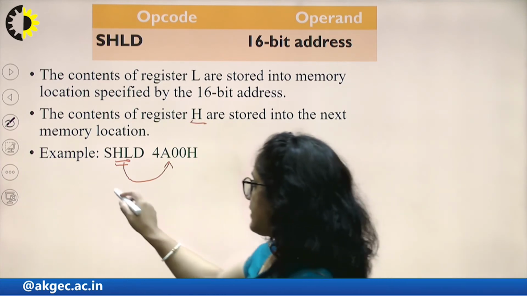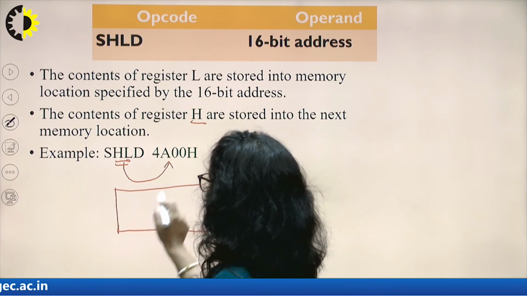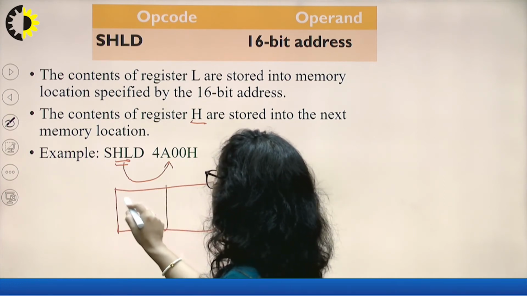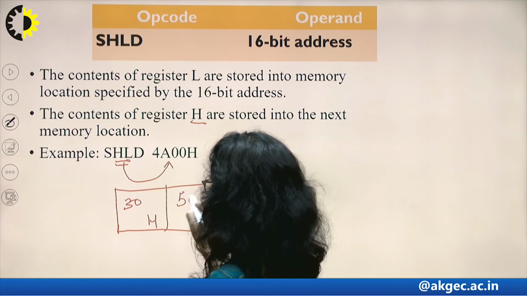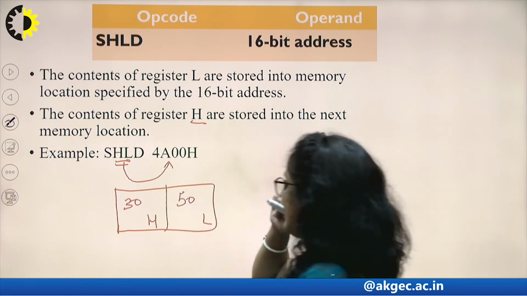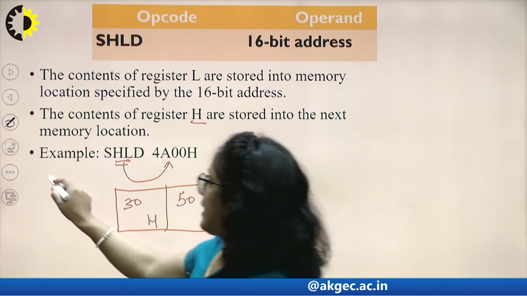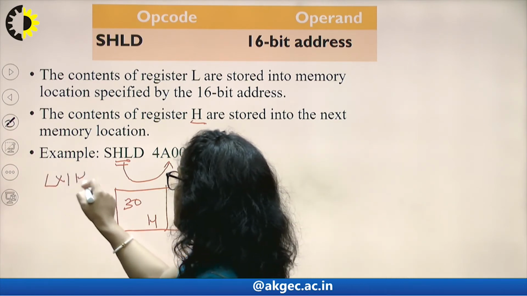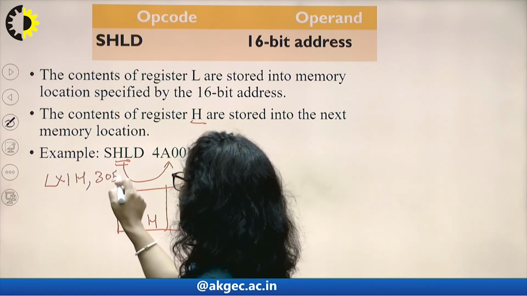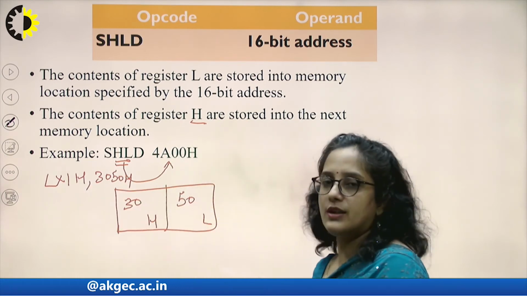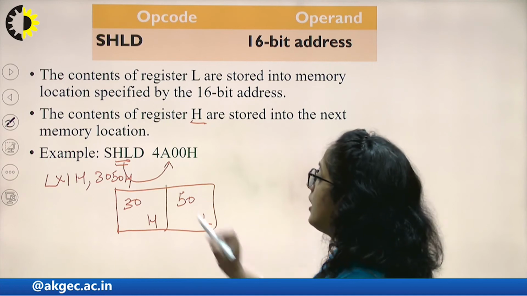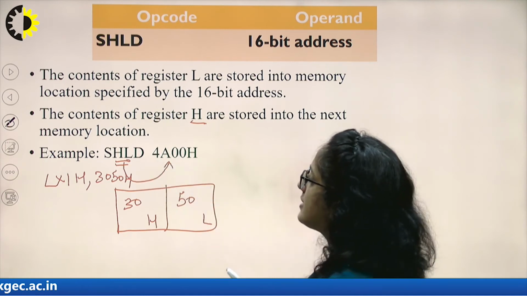So let's take an example again. Here H has a value 30 and L has a value 50. We use the LXI H, 3050H instruction, and when we use this instruction, it will store 30 and 50 in the H and L pair. Now we are using this instruction SHLD.